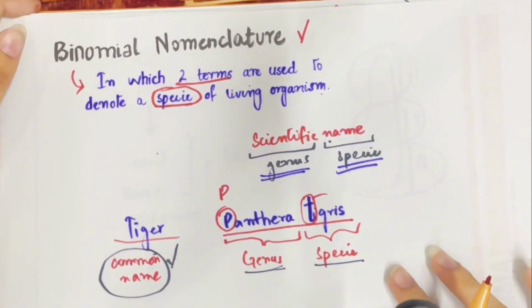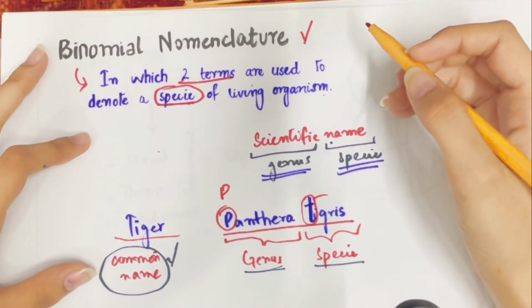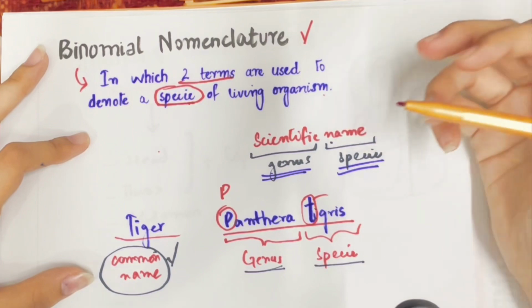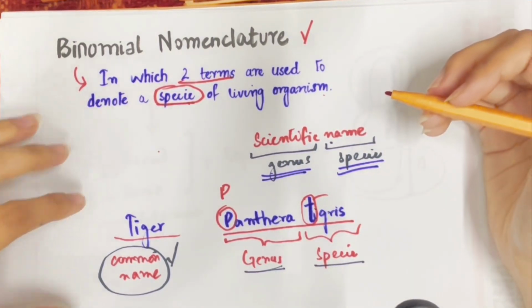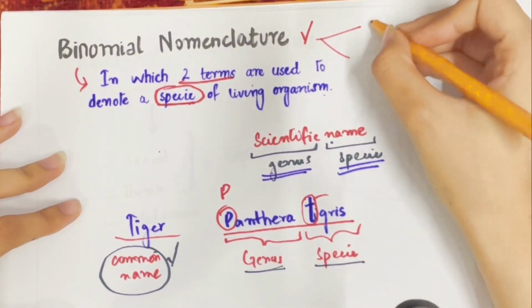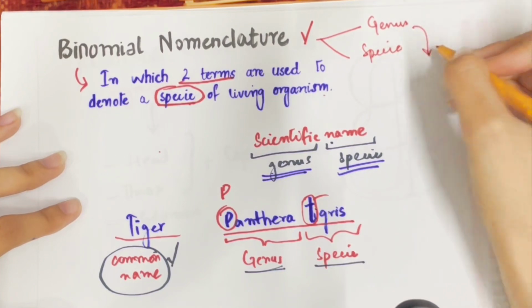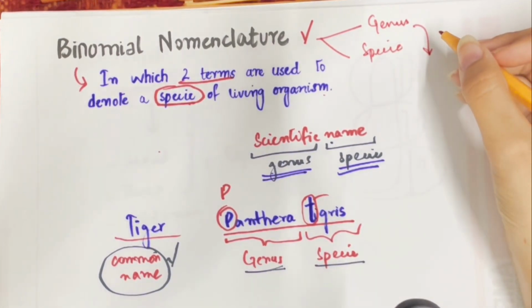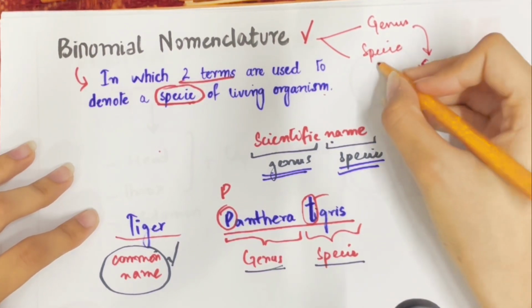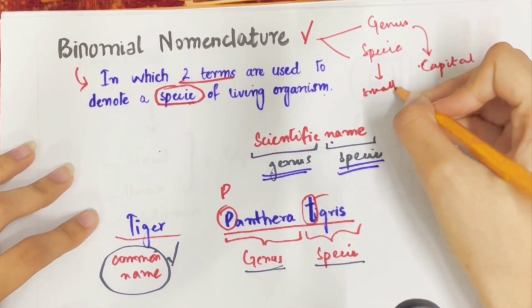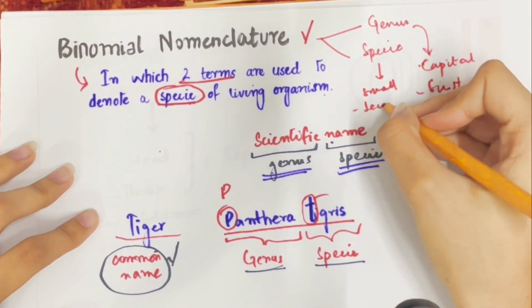Next we have binomial nomenclature. In nomenclature, we need to learn how scientists made it easier for us to learn the specific names of the species and how they are termed together. Binomial nomenclature consists of a genus and a species name. First the genus and then the species name. There are certain rules to be followed in nomenclature: the genus name should start with a capital letter and the species name should be in small letters. The genus name is written first and then the species name second.